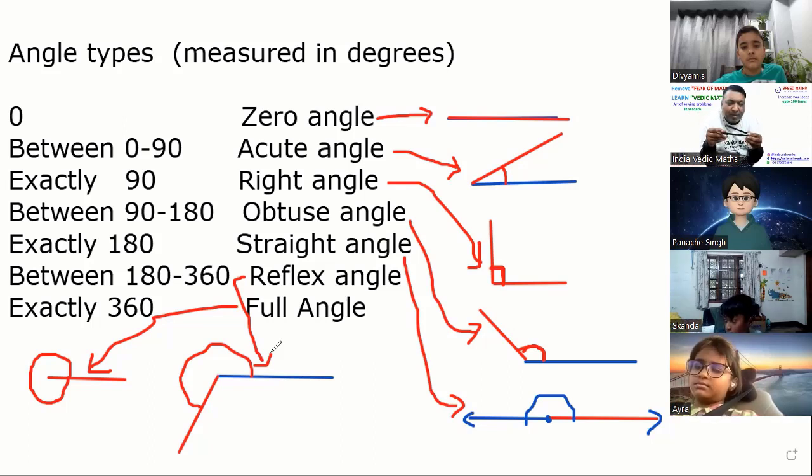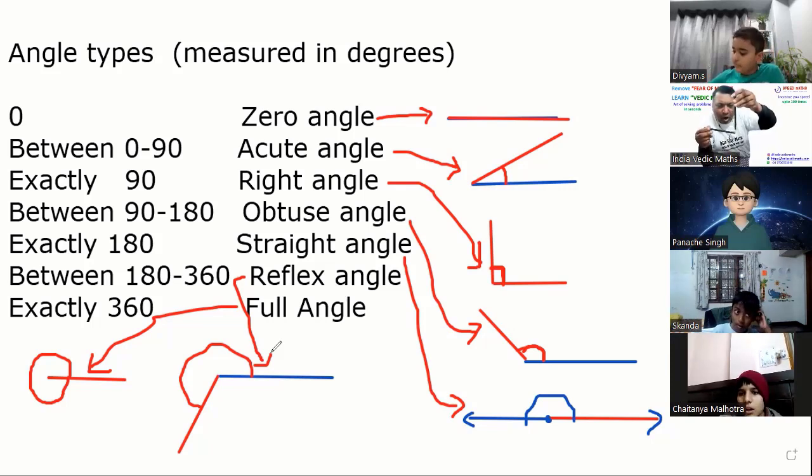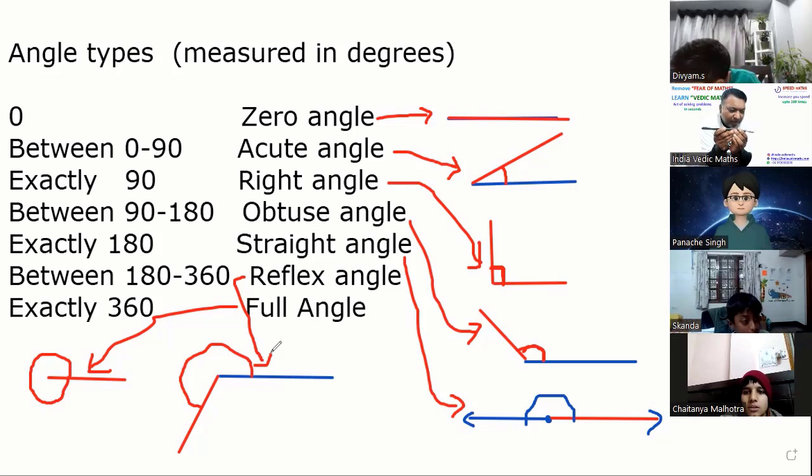Now if I make this, tell me, this angle is what, guys? Which angle is this one? It's an acute angle, right? When I put two exactly straight in opposite, it is a straight angle, a straight line. So everybody noted down this figure.